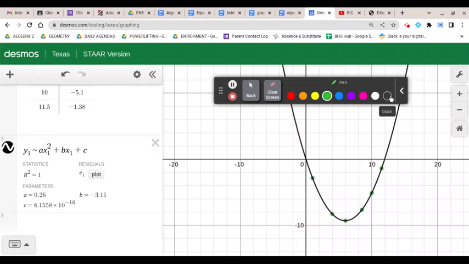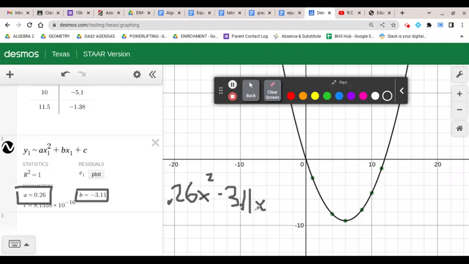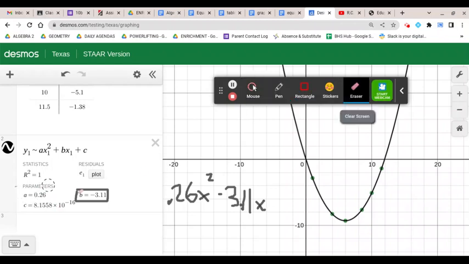So we see our a value is what? 0.26, okay? So we're going to have 0.26x squared, right? And what's our b value that they give us? Negative 3.11. Now our c value, this is kind of tough to see. Our c value is 8.155 times 10 to the negative 16th power. Is that going to be a really big number or a really small number?